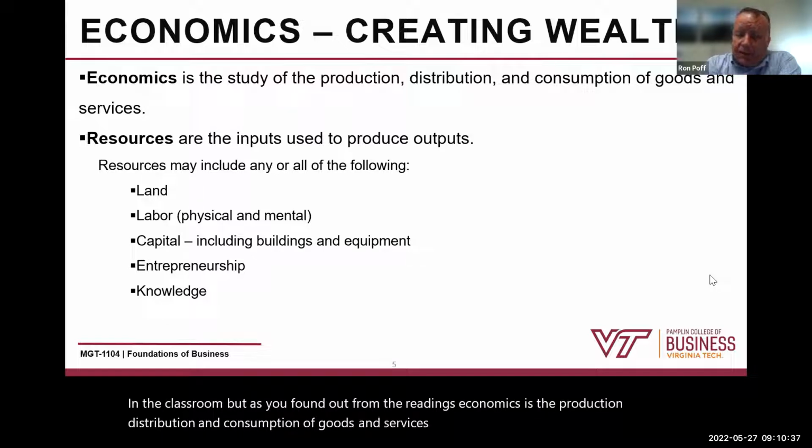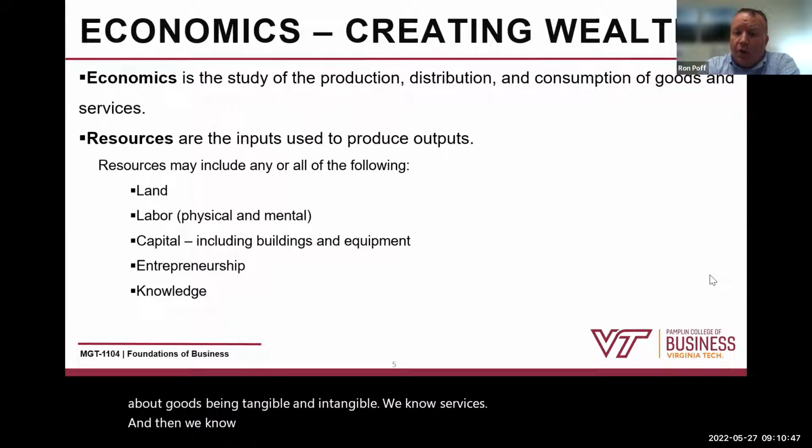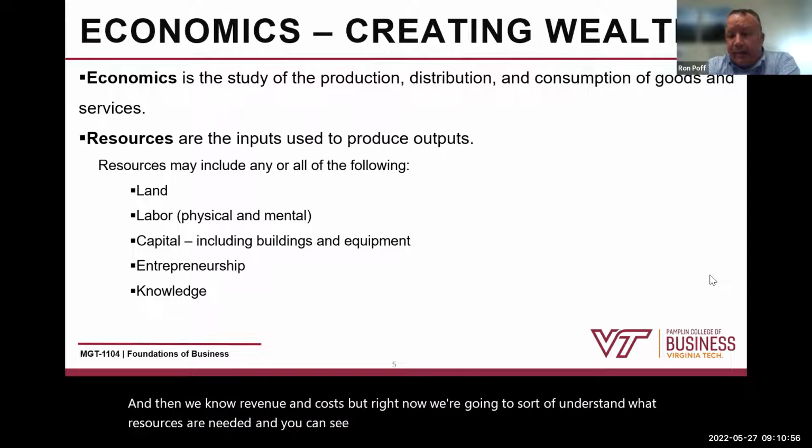We learned in the previous chapters about goods being tangible and intangible. We know services, and then we know revenue and costs. But right now we're going to sort of understand what resources are needed. You can see here land, labor, and capital, which is sort of the original thoughts on resources.